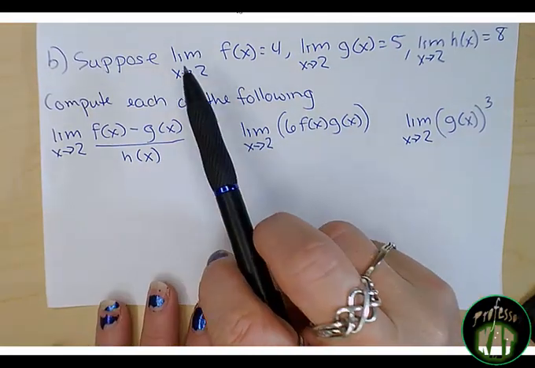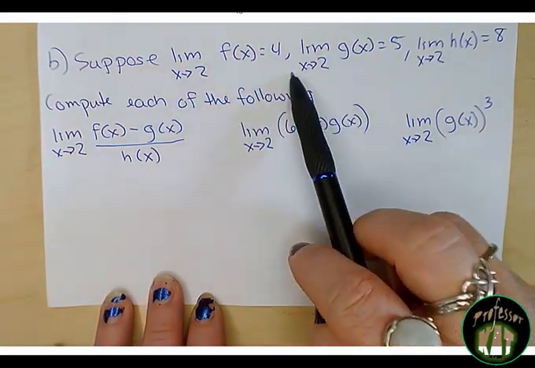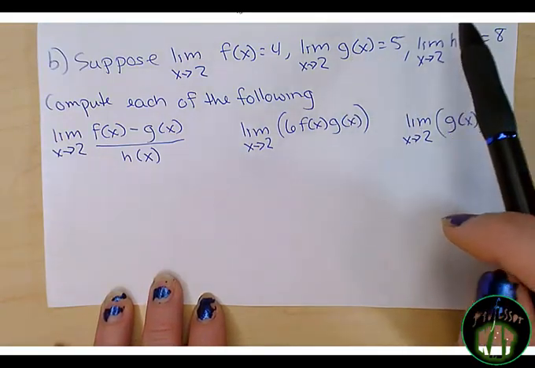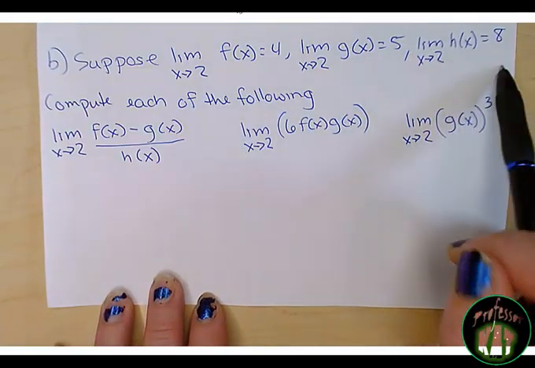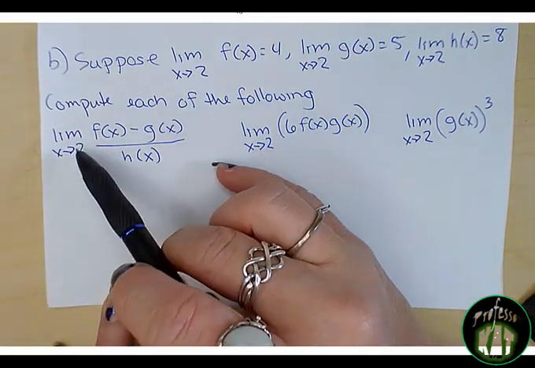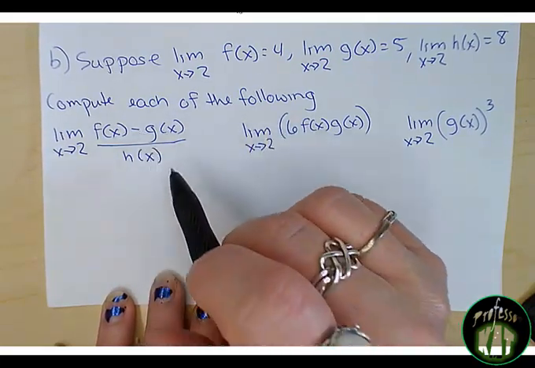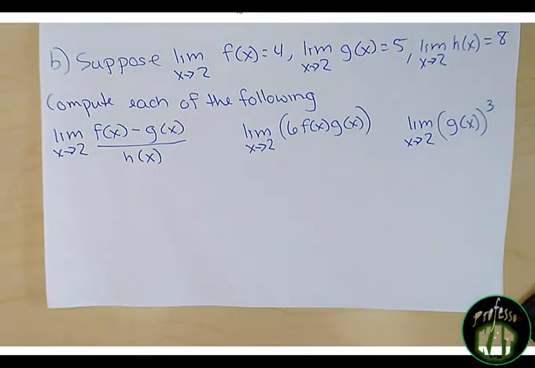So suppose the limit as x approaches 2 of f of x is equal to 4. The limit as x approaches 2 of g of x is 5. Limit as x approaches 2 of h of x is equal to 8. We're going to compute each of the following here. So when we find the limit as x approaches 2 of f of x minus g of x over h of x here, this is a matter of just plugging in accordingly.